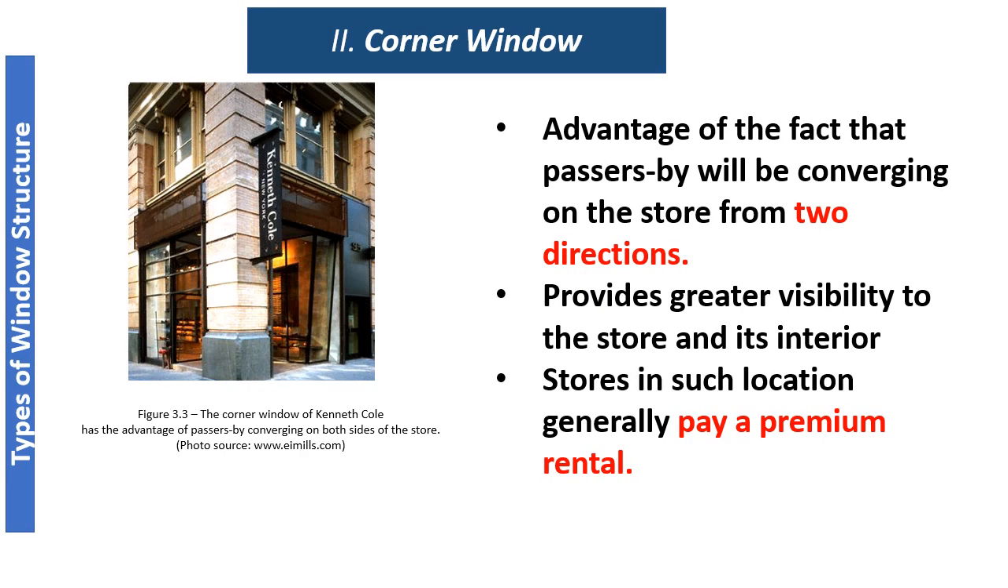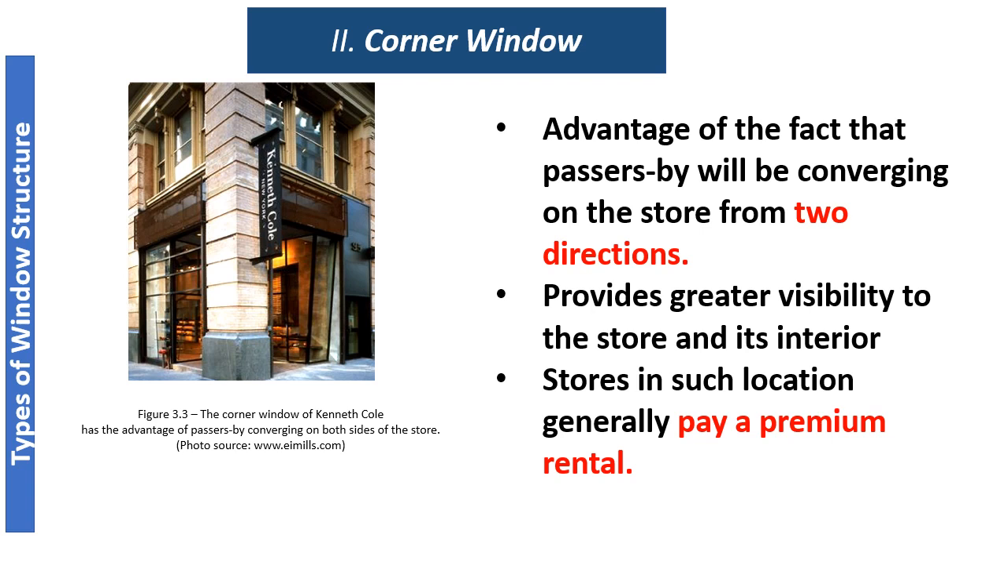Second type of window structure is corner window. Advantage of the fact that passers-by will be converging on the store from two directions. Provides greater visibility to the store and its interior. Stores in such locations generally pay a premium rental.